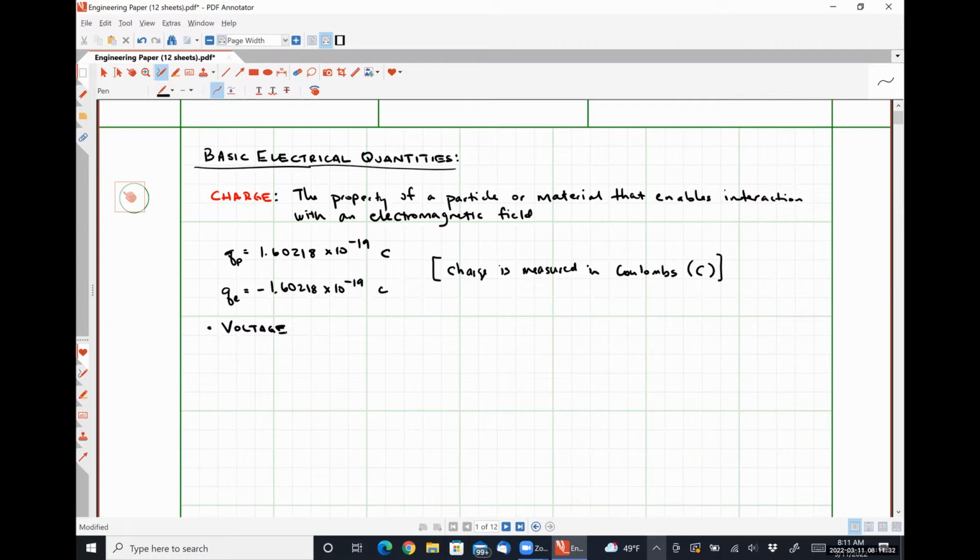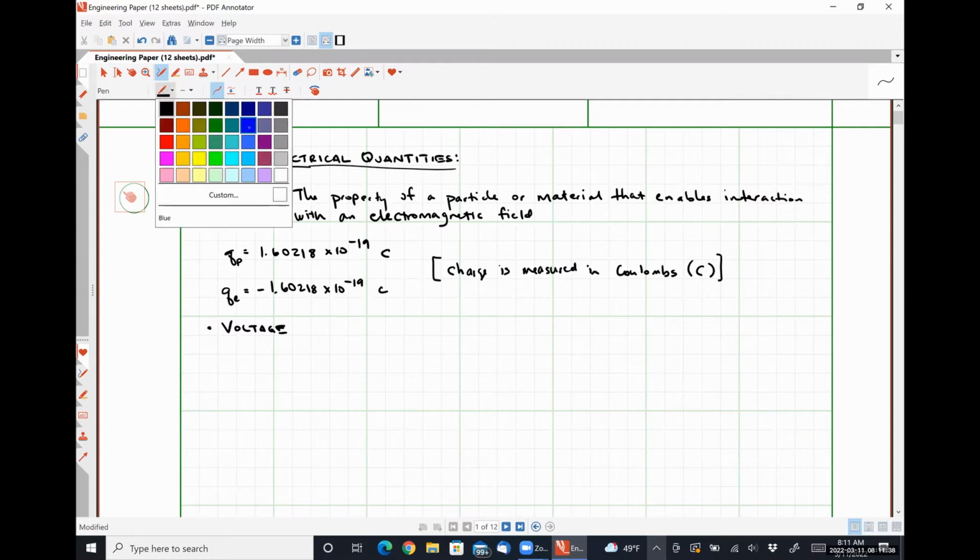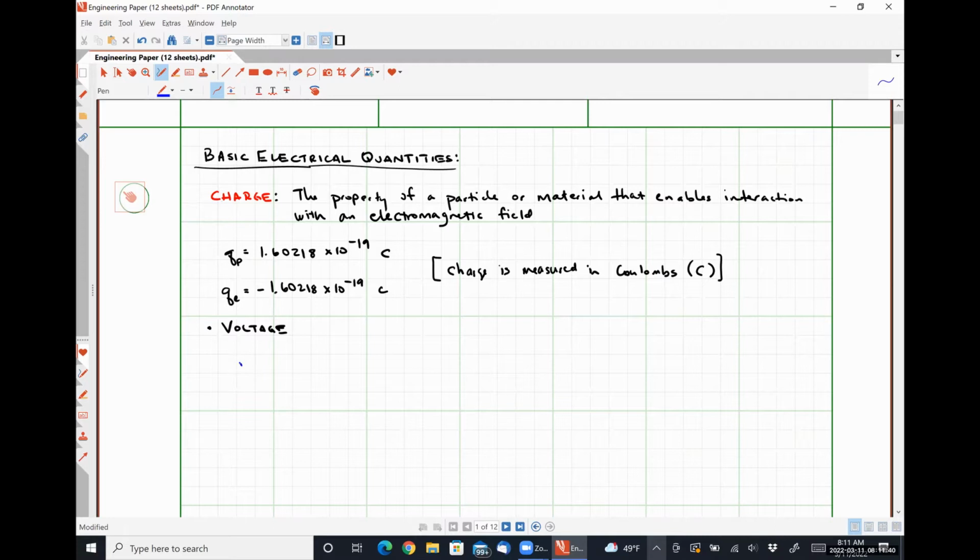All right. Mathematically, voltage is defined as V_BA, and I'm going to explain what these subscripts mean in just a moment, is equal to the line integral from A to B of E, which is an electric field vector, dotted into dL, which is a differential line element.